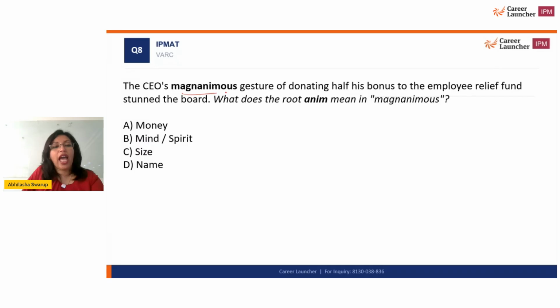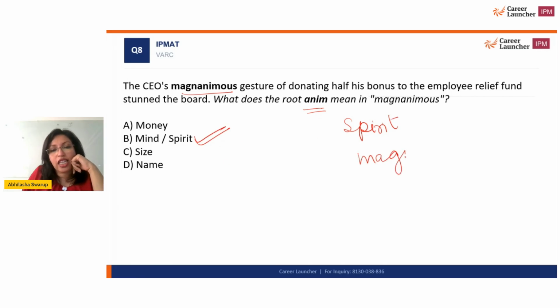The CEO's magnanimous gesture of donating half his bonus to the employee relief fund stunned the board. What does the root anim mean in magnanimous? So what does anim mean? The root word anim means spirit. Okay. So spirit or mind is the correct one.